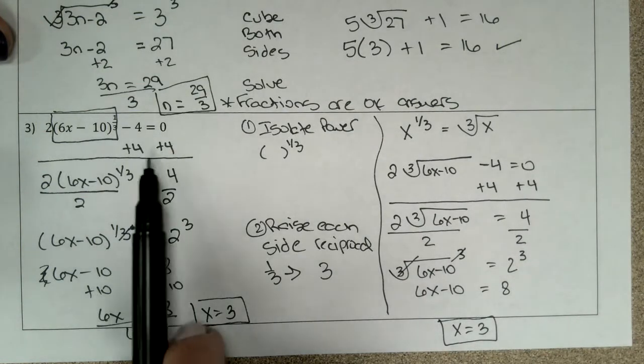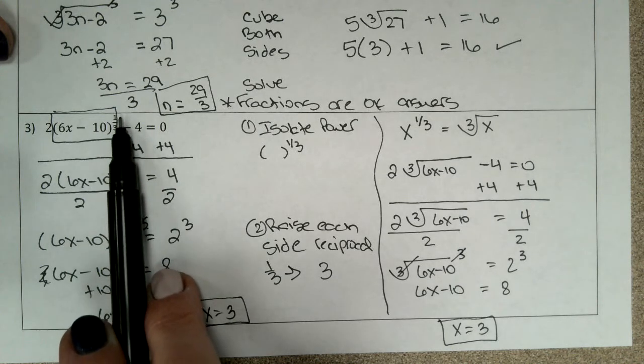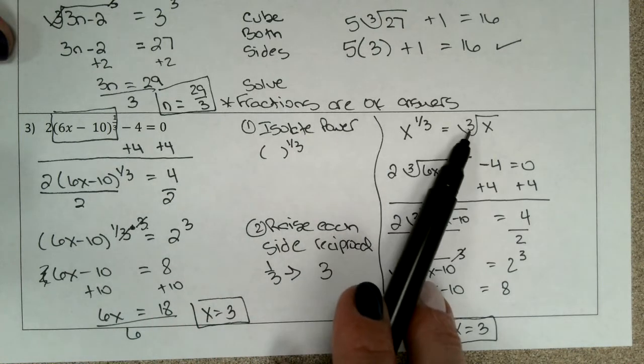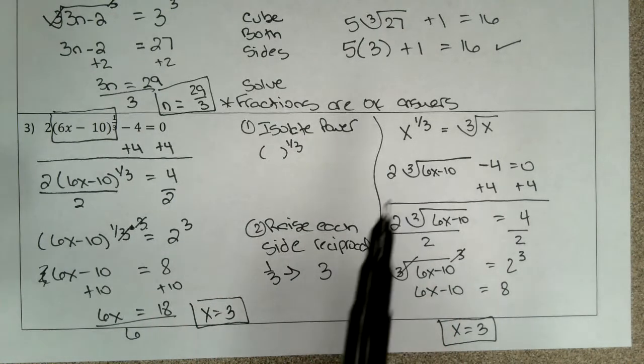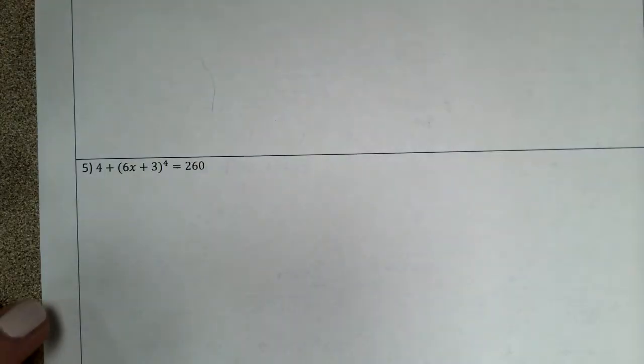So anytime that you have powers, especially if the numerator is 1, if this is not really working for you, it's okay to rewrite it in radical form. All right, let's see what we got on the back.